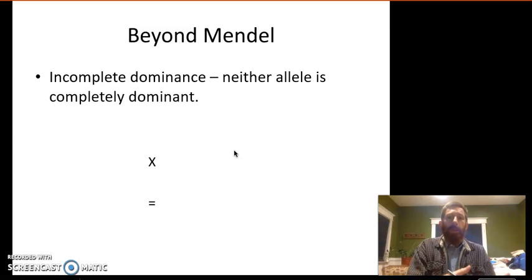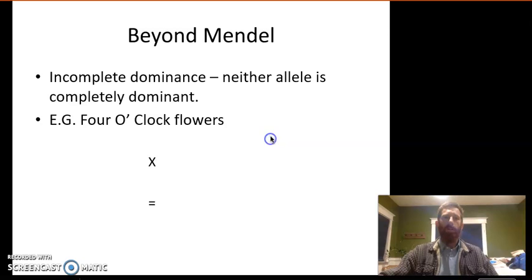It didn't happen in pea plants, but it happened in other kinds of plants, and we now call those types of alleles, or those genes, incompletely dominant. So go ahead and write that down. That's one of our key terms or key phrases that we need to know. And this is a case where neither allele is completely dominant. So it didn't happen in pea plants, but it does happen in 4 o'clock flowers.